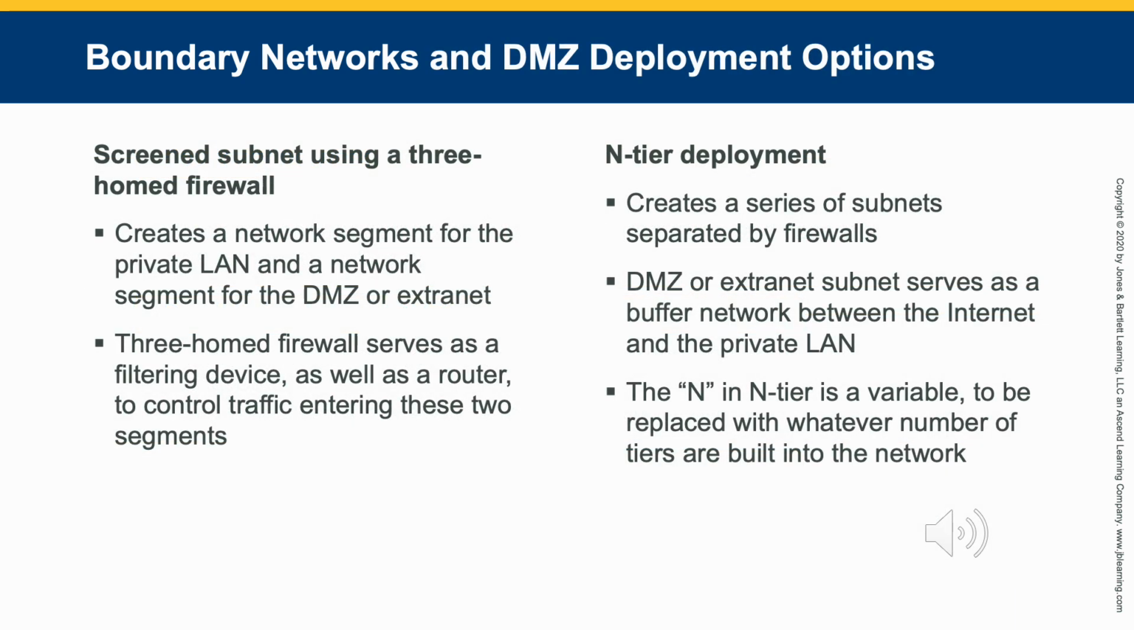Boundary networks and DMZ deployment options. A screened subnet using a 3-homed firewall creates a network segment for the private LAN and a network segment for the DMZ or extranet. A 3-homed firewall serves as a filtering device as well as a router to control traffic entering those two segments. N-tier deployment creates a series of subnets separated by firewalls. A DMZ or extranet subnet serves as a buffer network between the internet and the private LAN. The N tier is a variable to be replaced with whatever number of tiers are built into the network.